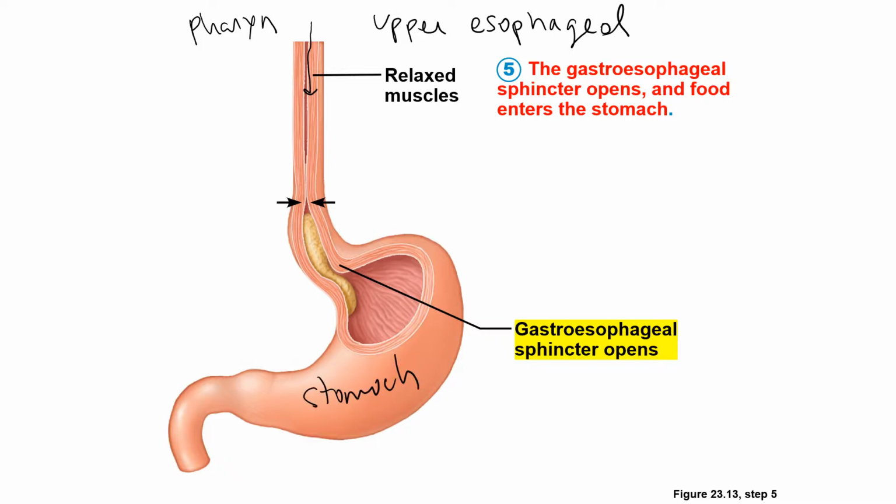The tube is lined with non-keratinized stratified squamous epithelial tissue, and it's located posterior to the trachea. The esophagus crosses the thoracic cavity, goes through the diaphragm, and joins at the stomach. The lower esophageal sphincter, or lower gastroesophageal sphincter, will open as the bolus of food arrives at the end of the esophagus, and the bolus of food will be moved into the stomach.